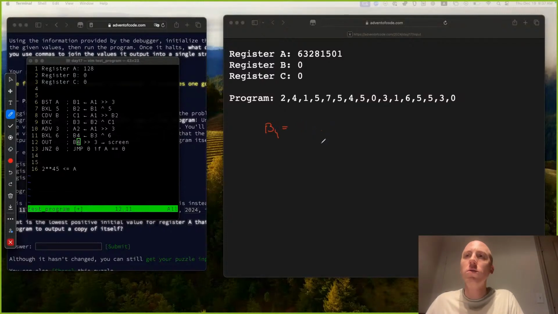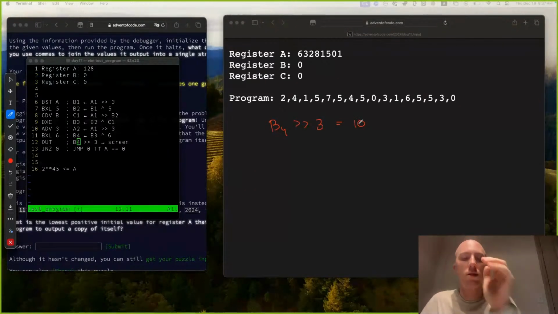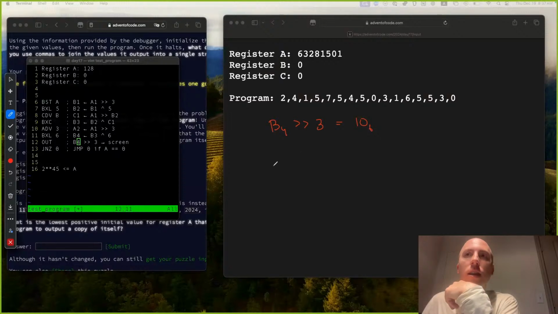Do we actually have to write it like that? What if we just started with the equation that B4 shifted to the right by 3 is equal to 2? I guess it's like the binary thing. We just started with this equation, and then we're like, okay, that has to be the case. And we have that B4.